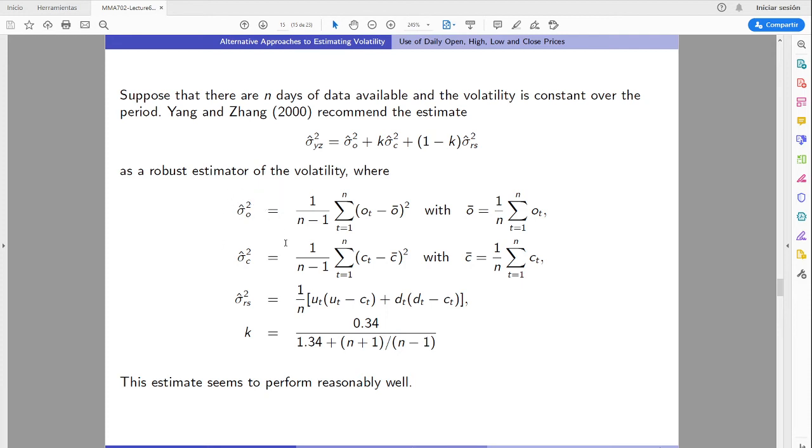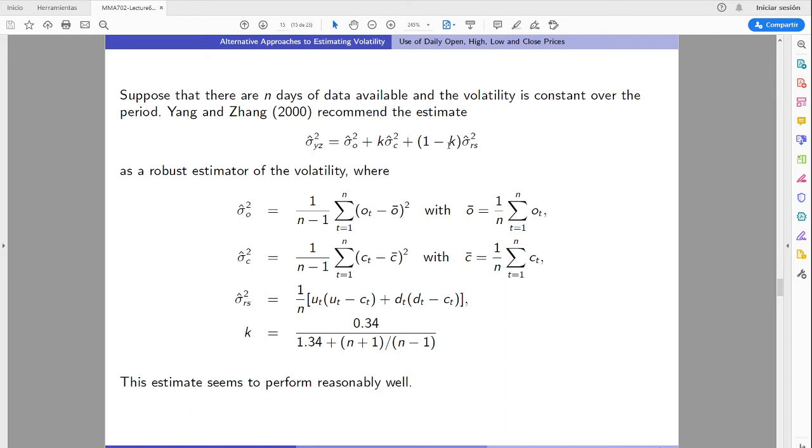Sigma sub 0 squared is basically what you might expect it to be. It is the second moment of variable O sub t. Sigma c squared is the second moment of variable c sub t, and this is a sort of correlation coefficient here.